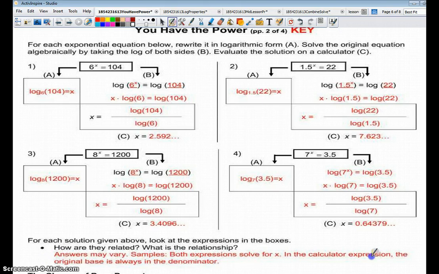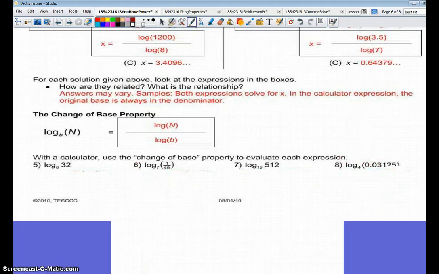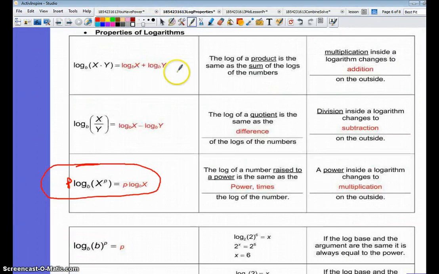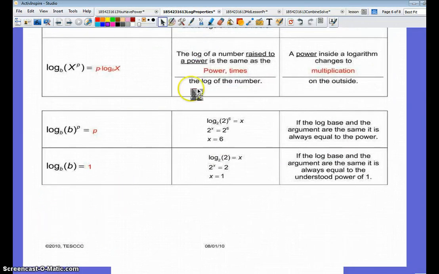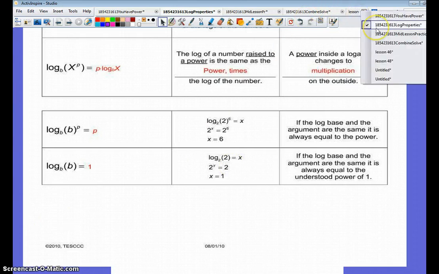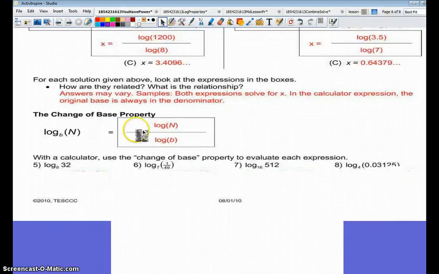In the calculator expression, the original base is always in the denominator. So because of that, we get the change of base property. Now, you probably remember that on your log property sheets. Let me show you what that looks like. This sheet right here, I told you, or most of my students, to put an asterisk at the bottom because there was another rule we were going to get. And today, that is that rule. So you want to make sure you have the change of base property. Log base b of n always equals log of n divided by log of b.